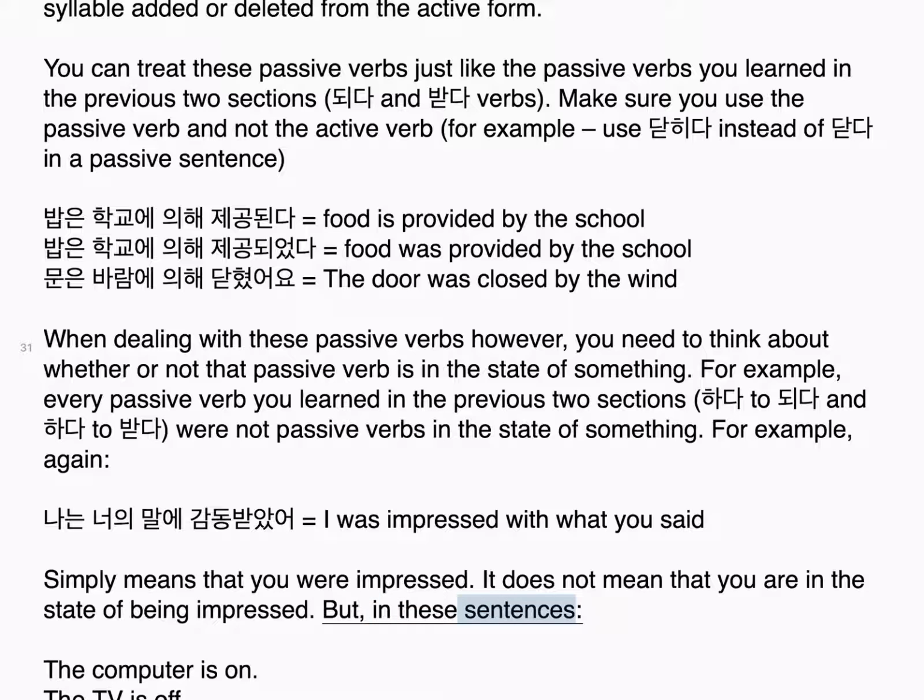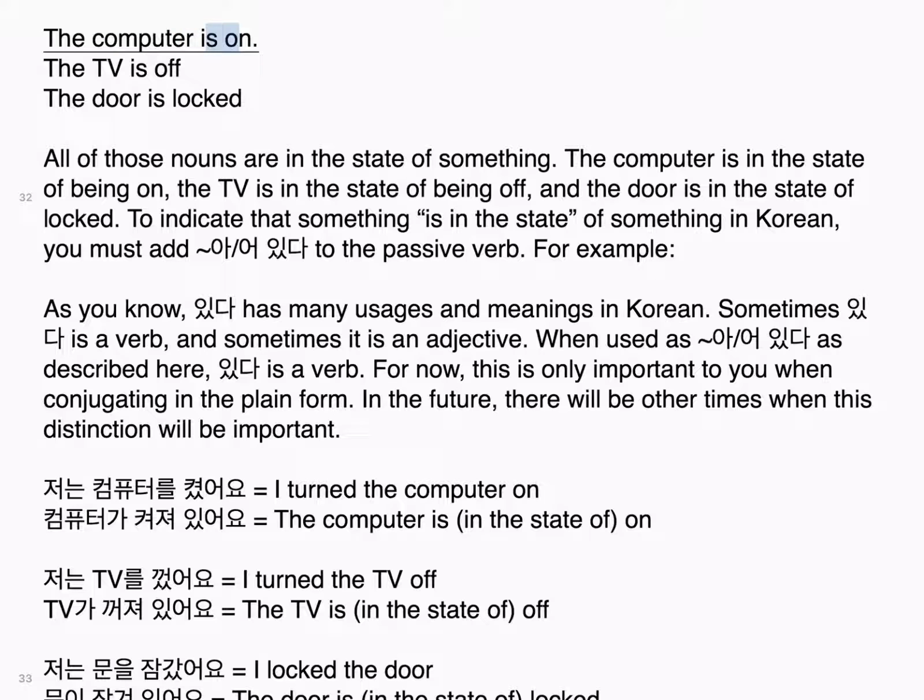But in these sentences, the computer is on, the TV is off, the door is locked, all of those nouns are in the state of something. The computer is in the state of being on, the TV is in the state of being off, and the door is in the state of locked. To indicate that something is in the state of something in Korean, you must add 있다 to the passive verb.